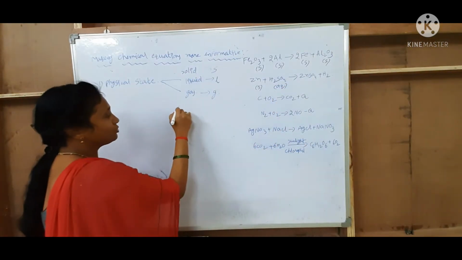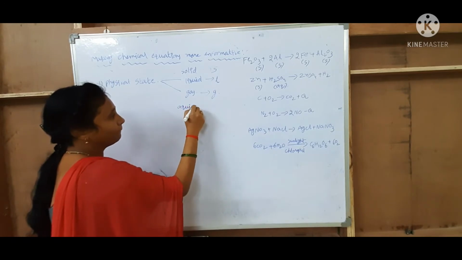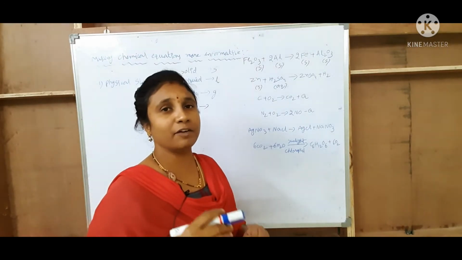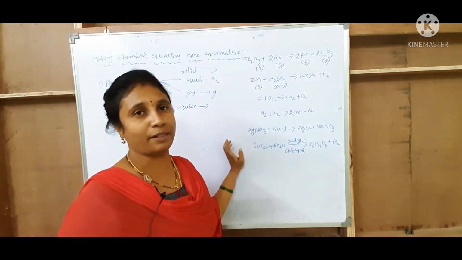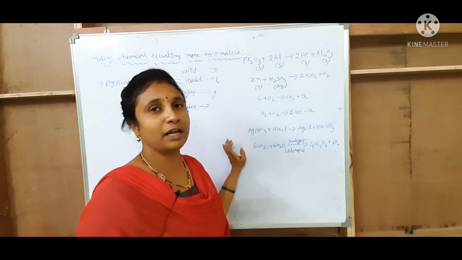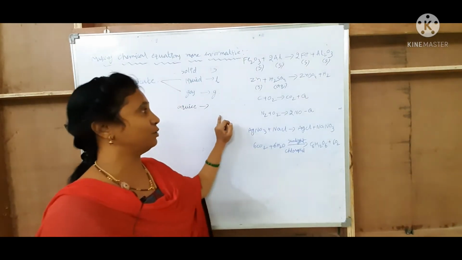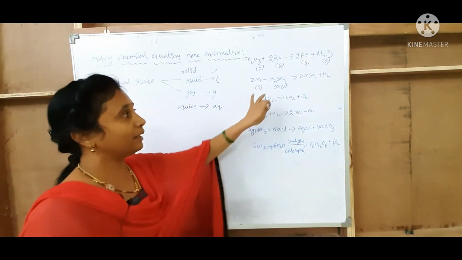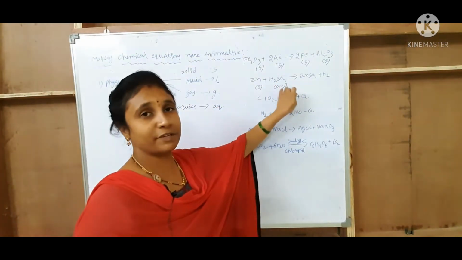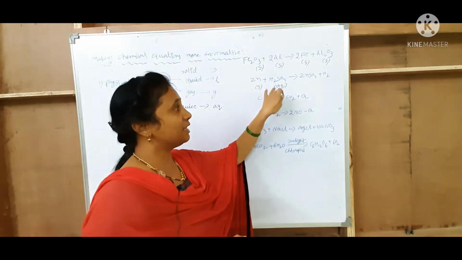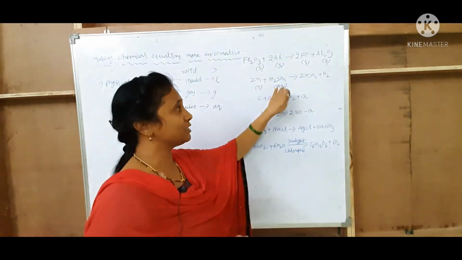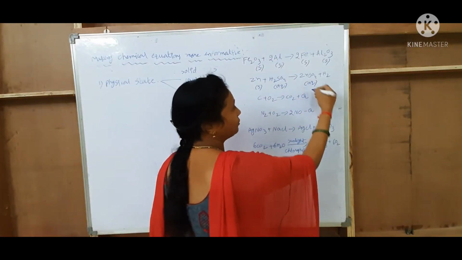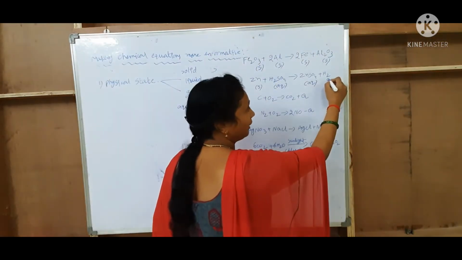What is an aqueous solution? The solution which is present in the water is known as the aqueous solution. The aqueous solution is specified with the symbol AQ. Here the H2SO4 is the solution which is present in the water, that's why I am specifying the H2SO4 as AQ. Here the ZnSO4 is the aqueous solution. The H2 is the gas.